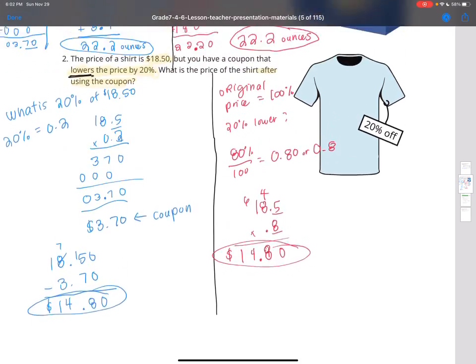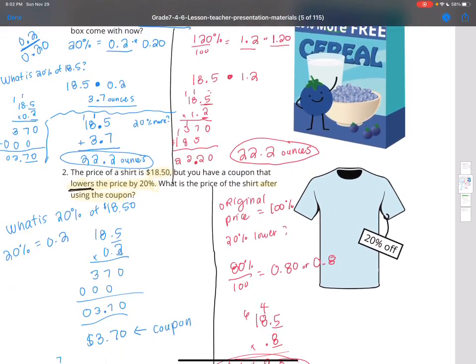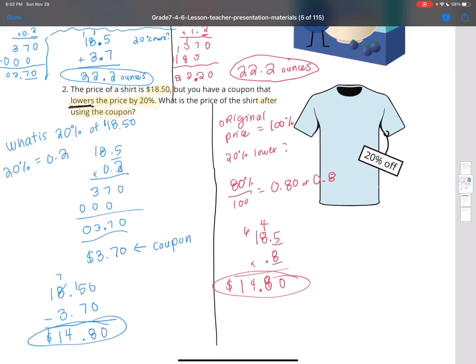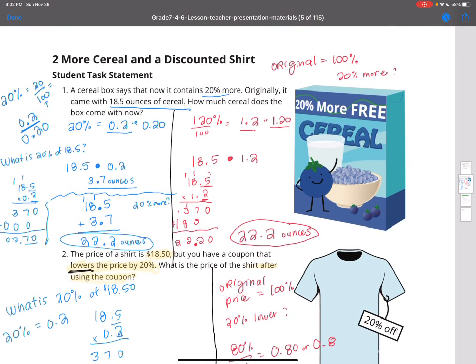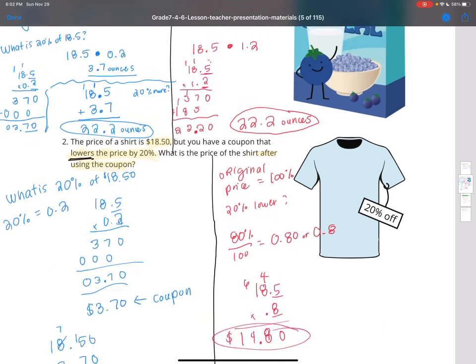Okay? So make sure you remember to put your answers in sentence form. You will say, oh, the final price of the shirt after using the coupon is $14.80. And the ounces of cereal, which says, how much cereal does the box come with now? The box comes with 22.2 ounces now.